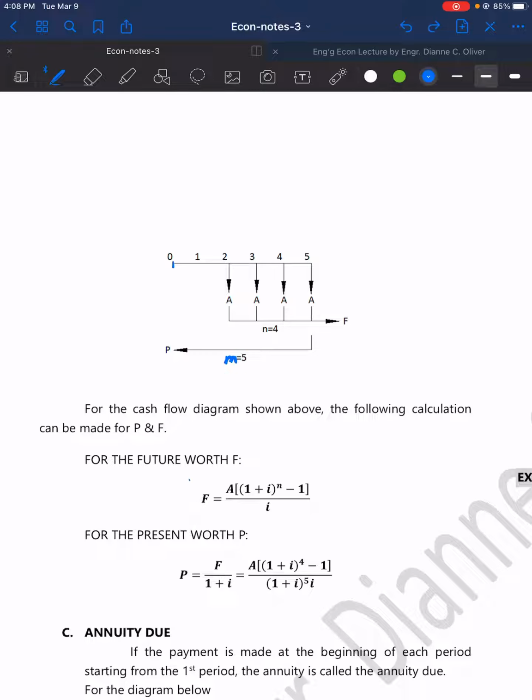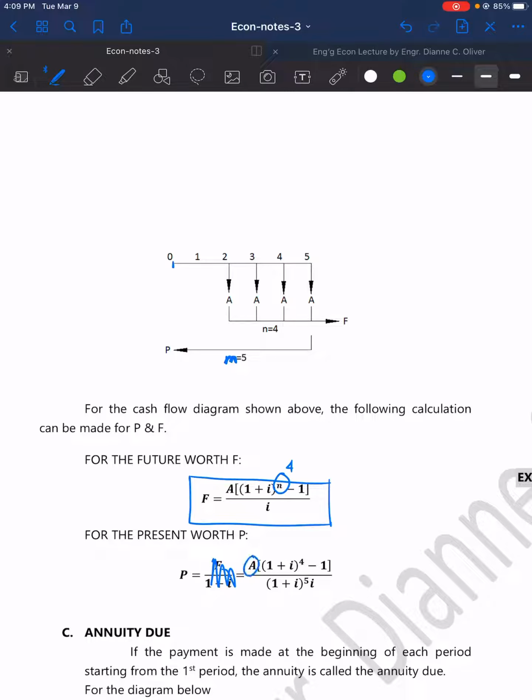So for future worth, we have this formula again, same formula with the ordinary annuity, but you have to remember that N here is the number of payments. So in the example, our N is 4. So F is equal to A multiplied with 1 plus I raised to 4 minus 1 all over I. Now to compute for the present worth, we have the present worth that we have computed a while ago.